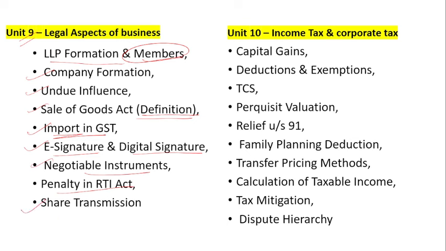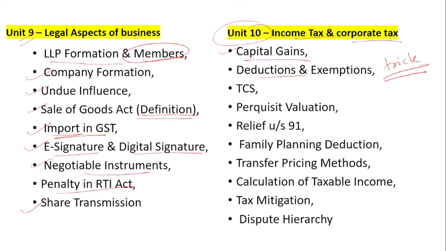Okay, when we move toward unit number 10, that is the last one, income tax and corporate tax, here the questions are asked from capital gain, deduction. We do the deduction and exemption with the short tricks. Okay, so it will be easier if you see that video, so you can easily mark, because these are the deductions we get confused about at the time of examination.